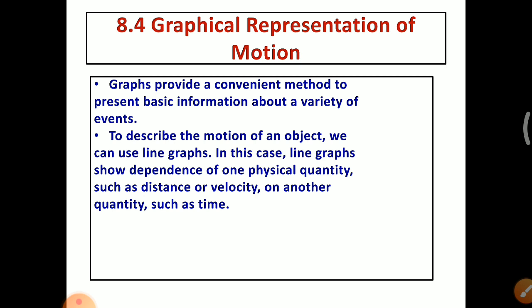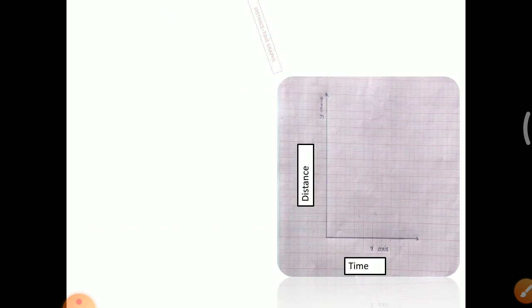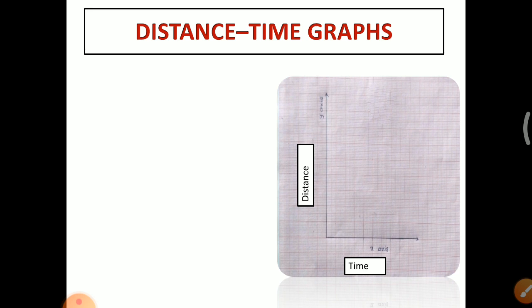If you take speed, you know that speed equals distance divided by time. Here distance is one physical quantity, and time is another physical quantity. So one physical quantity must depend on another physical quantity. We have two types of graph. One is a distance-time graph and the other is a velocity-time graph. First we are going to discuss what is meant by a distance-time graph.